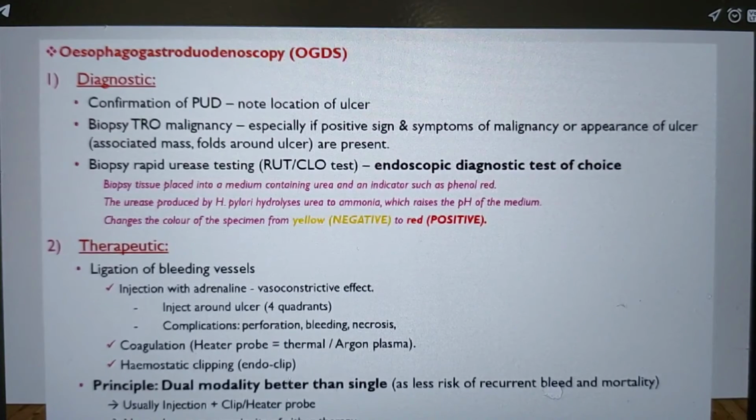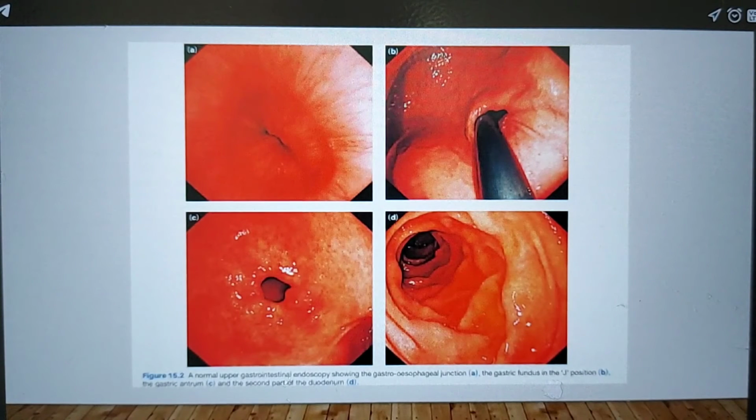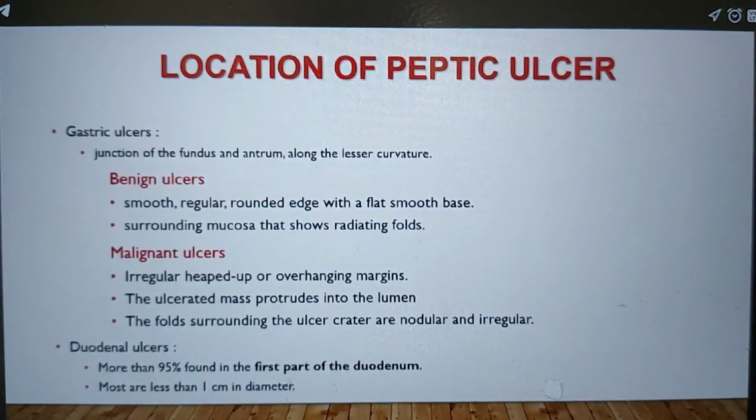And this is the normal finding of the upper GI endoscopy showing the gastroesophageal junction. Also, there are normal findings for the gastric fundus, antrum, and also the second part of the duodenum. Next, we need to know the location of peptic ulcer. If it's gastric ulcer, usually the location is at the junction of the fundus and antrum along the lesser curvature.